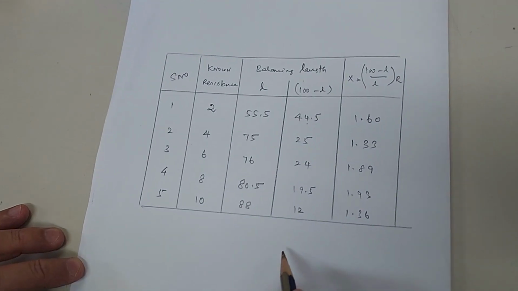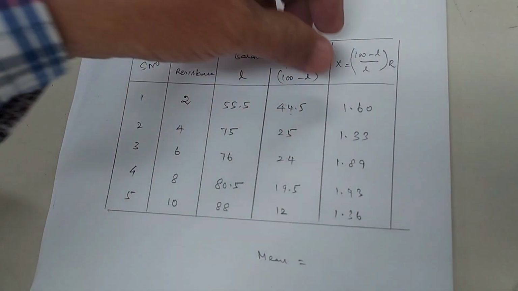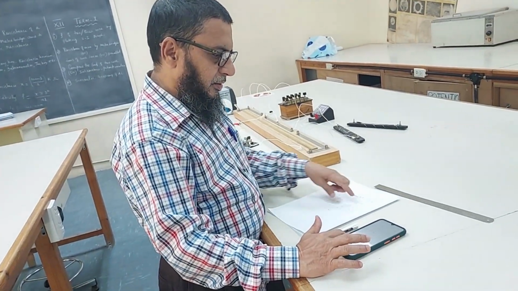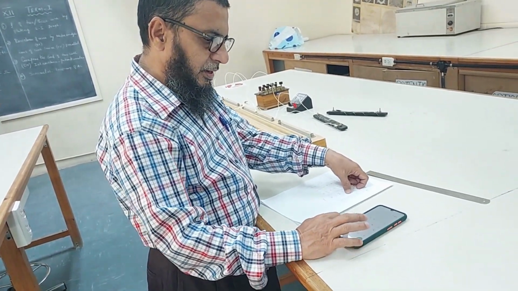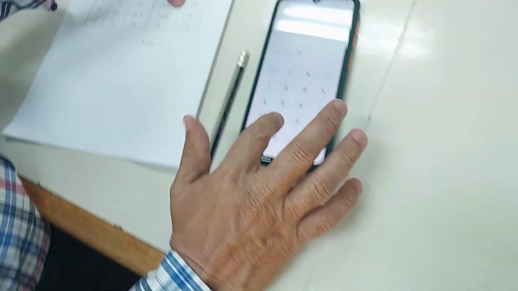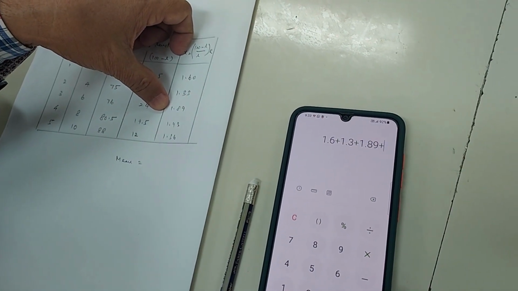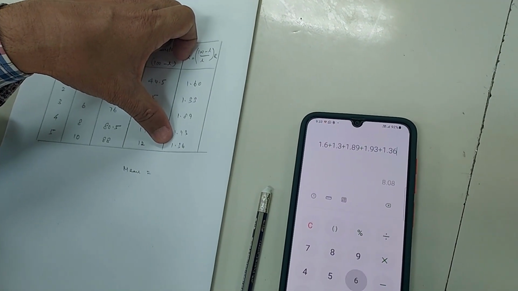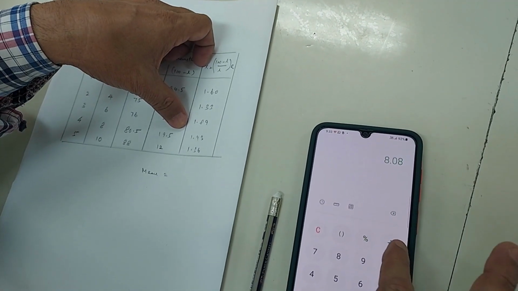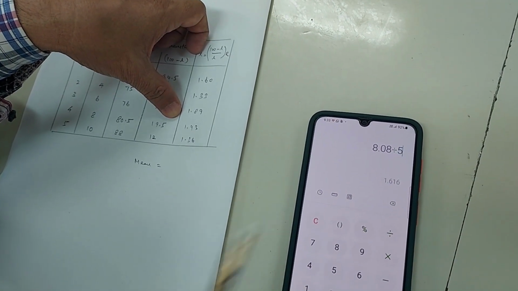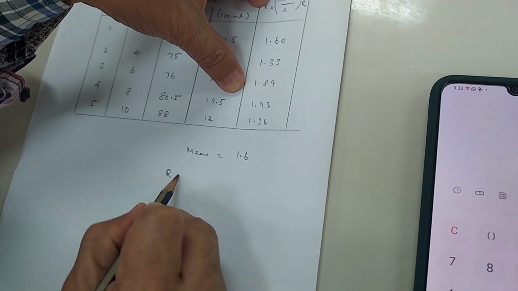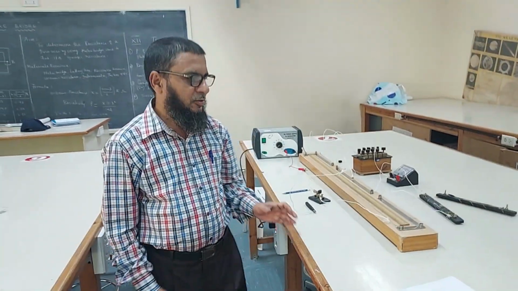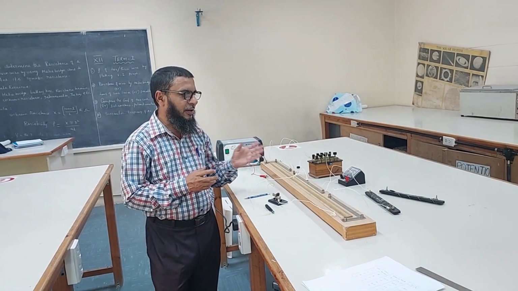Now what you have to do? You have to add and take the mean value. Mean value means you have to add all these things. 1.6 plus 1.3 plus 1.89 plus 1.93 plus 1.36 is equal to 8.08, divided by 5. So the value is 1.6. Mean value is 1.6, so the resistance of the given wire is 1.6 ohm. This is your answer. Understand, children? So in this way we find the resistance of an unknown wire.